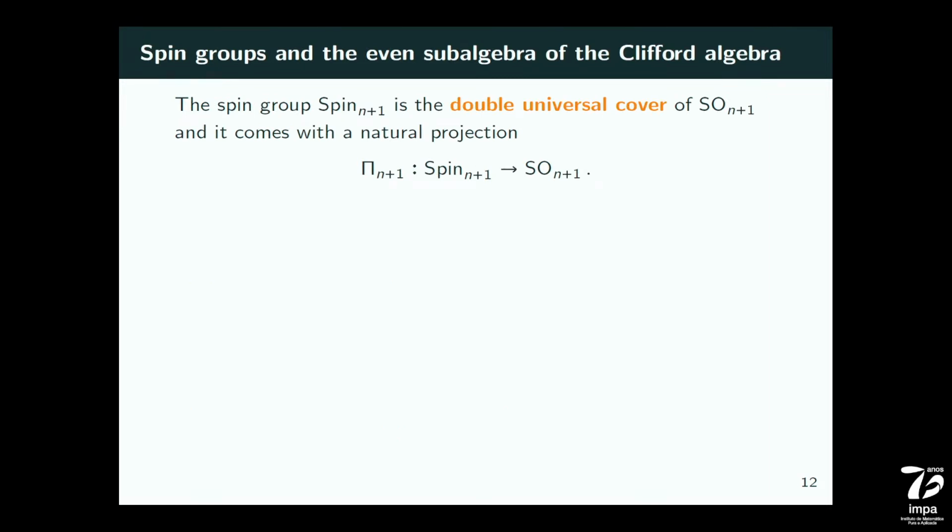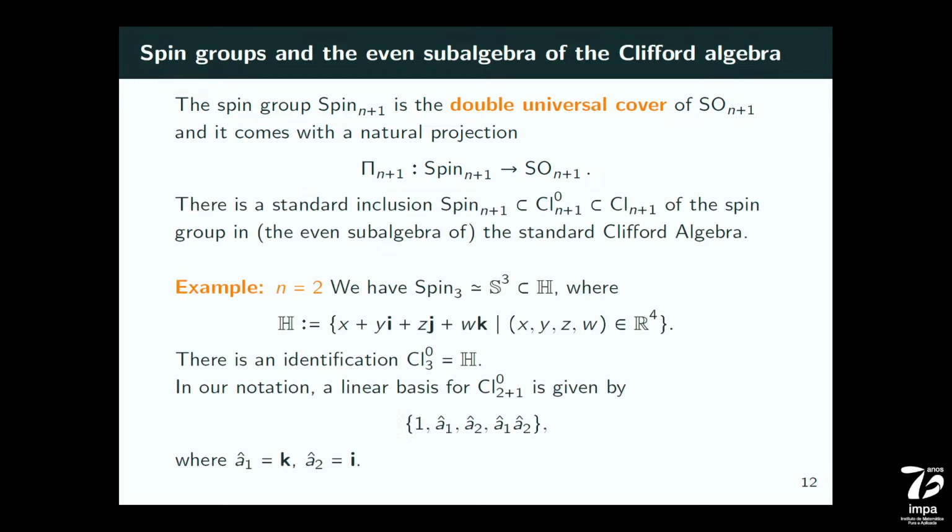Let me remember that this spin group is the double cover of the orthogonal group and comes with a natural projection that we denote by that. And so we are looking for the spin group that is in the Clifford algebra, and we are working in the even subalgebra of Clifford, here, this one that we denote like this. And since we are working here all the time, for ease of notation, we call this Clifford algebra.